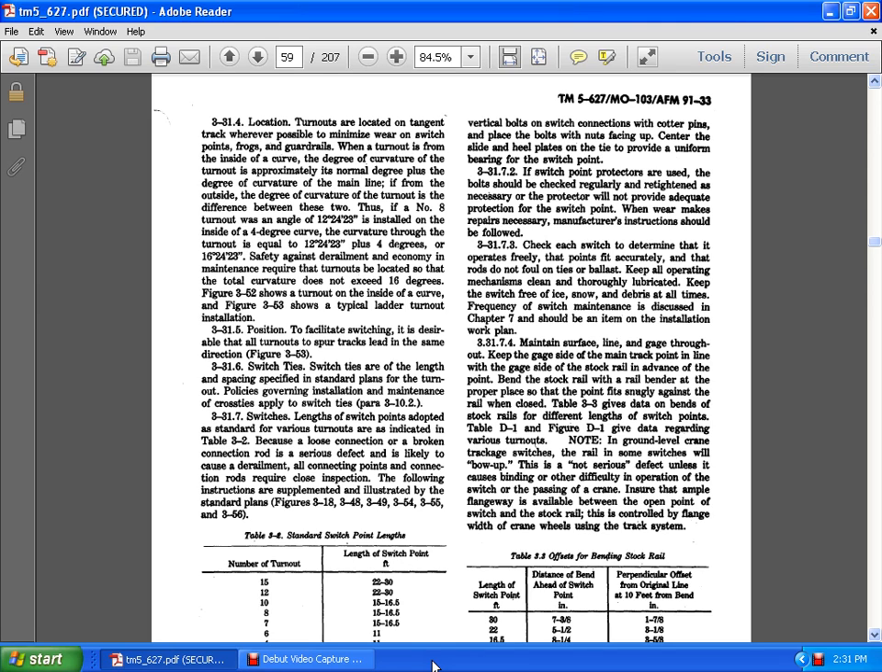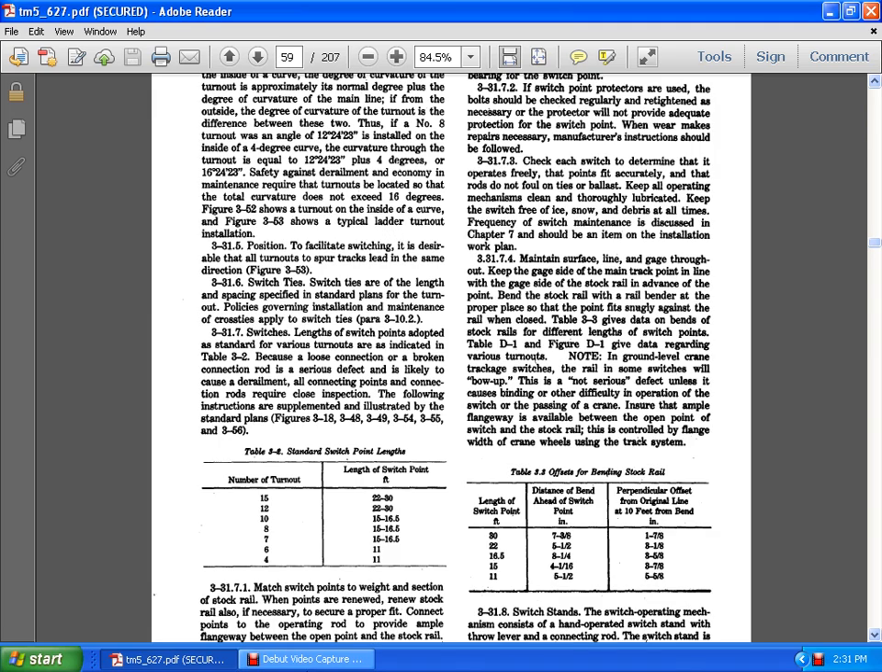Standard switch point length: number 15, 22 to 30 feet. Standard number 12, 22 to 30 feet. Other turnout numbers are listed as well.